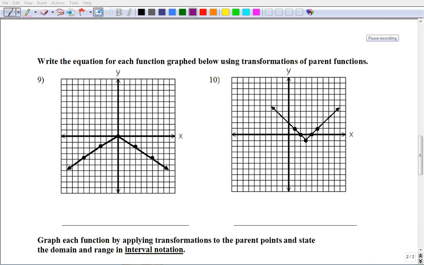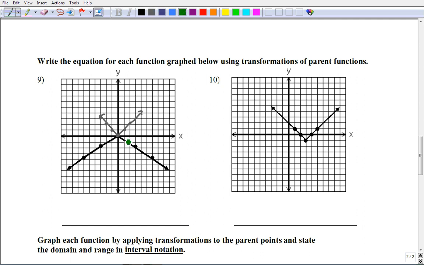Okay, write the equation for each function graph below using transformations of parent functions. It is your job to know the parent function for these two graphs, and these are both v's, so that means that they are absolute value functions. And so you would need to know that the parent function sits on the points 0, 0, and then 1, 1, and 2, 2, and then negative 1, 1, and negative 2, 2. So those are my parent points.